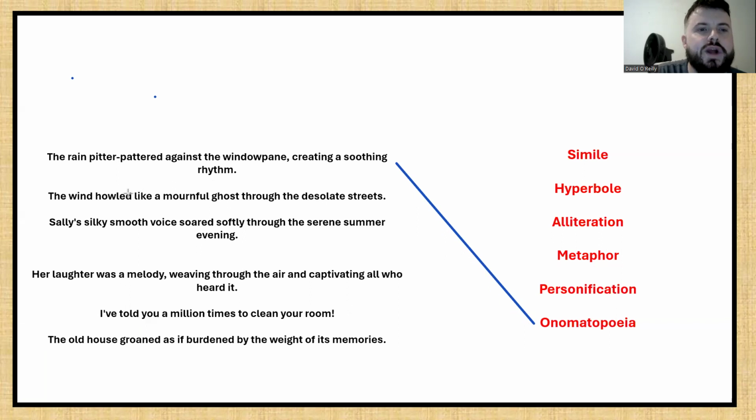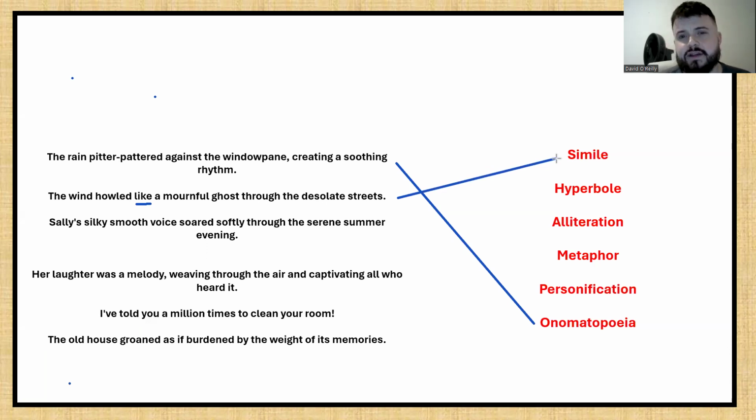Then we've got the wind howled like a mournful ghost through the desolate streets. And with this one, you'll see the word like is a bit of a giveaway. The wind is like a mournful ghost. Do you remember which figurative language that one is? It's a simile. It's a simile, yeah? The wind howled like a mournful ghost.